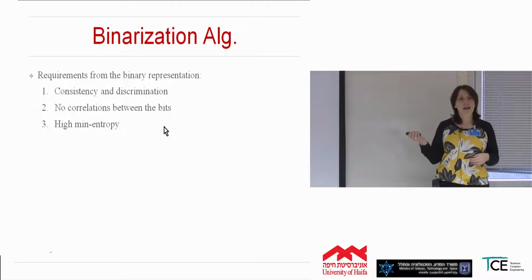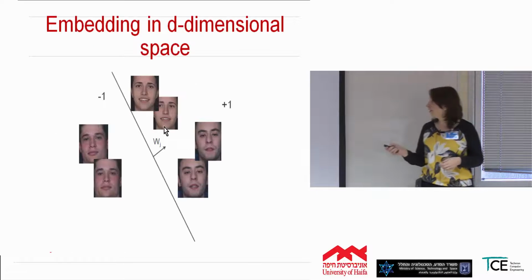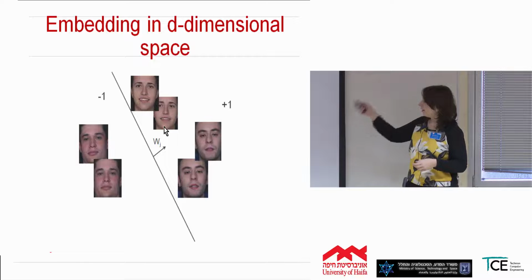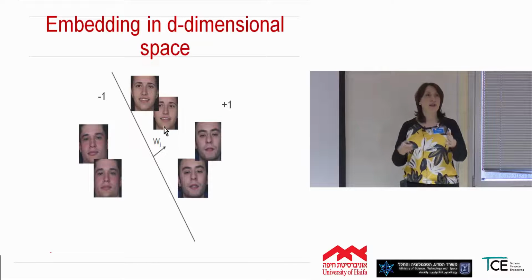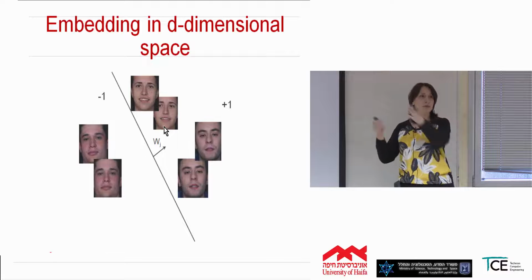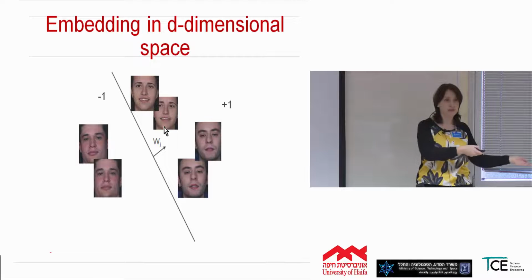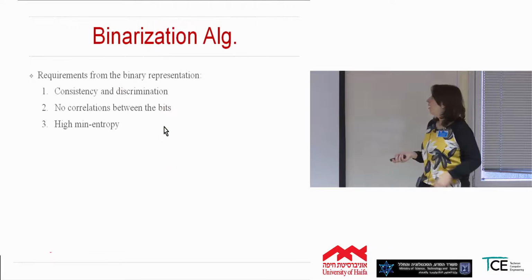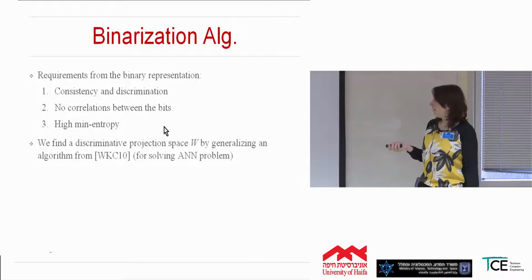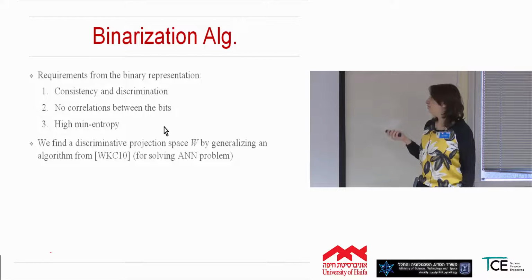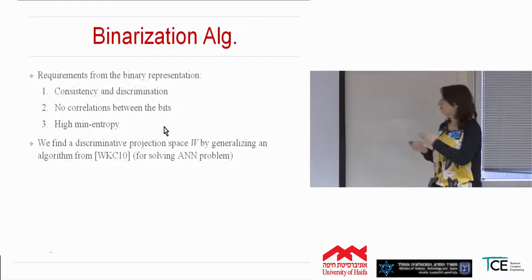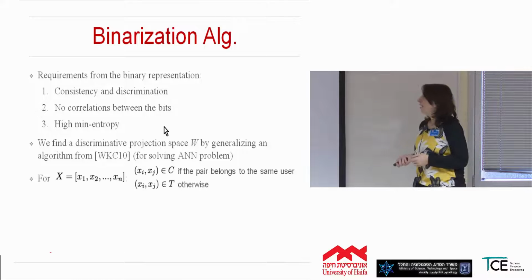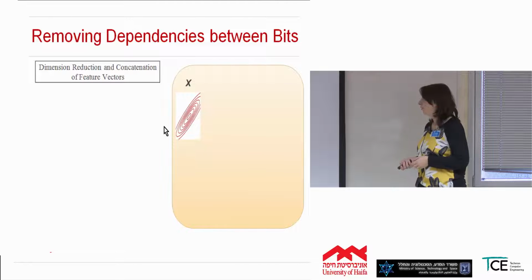And I also want high entropy. How can I achieve high entropy? I can just pass all my hyperplanes through the middle of the space, so approximately half of all people will be on one side and the other half on the other side. And I can do that. We used an algorithm from vision that has approximately the same requirements, not exactly. We adjusted it to our problem, and it works OK.